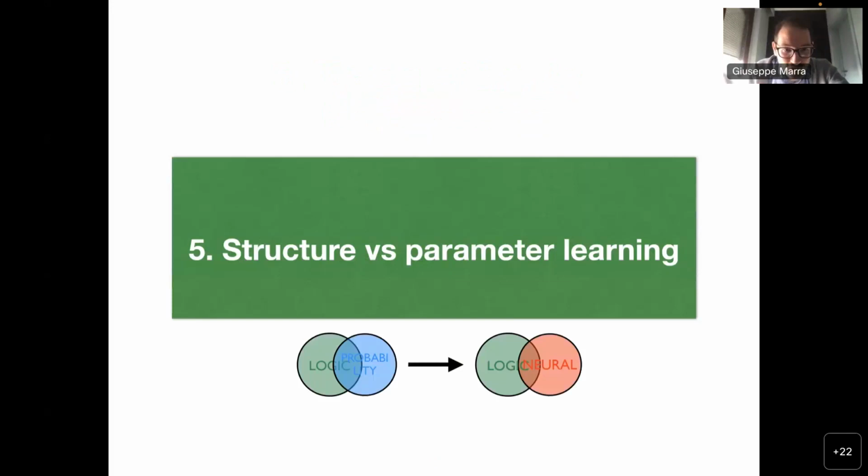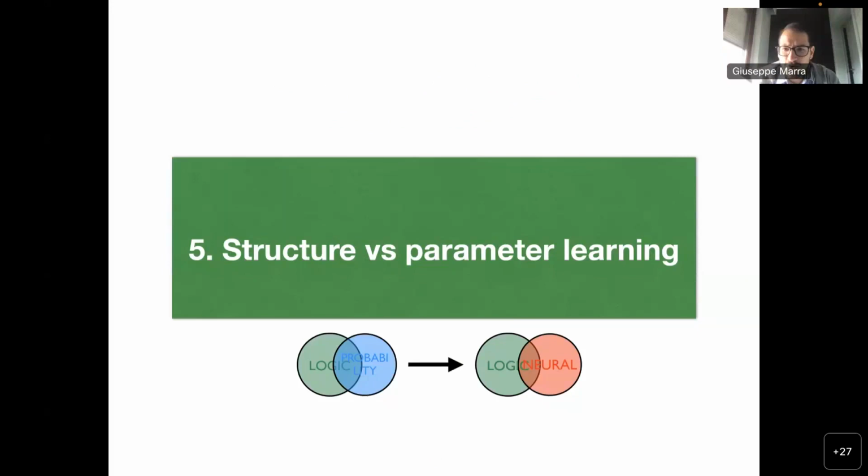So in the next dimension, we will talk about the learning point of view of these systems. We'll talk about structure versus parameter learning in systems, but I think it could be a good time to make a pause. We are almost halfway. That's a good idea, Giuseppe.